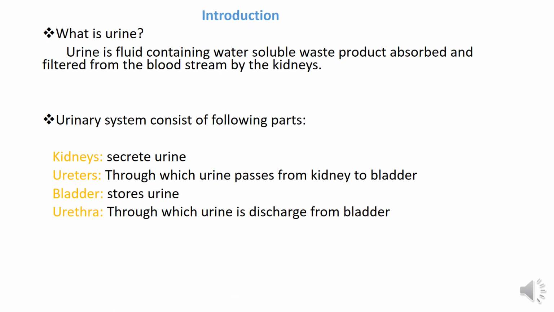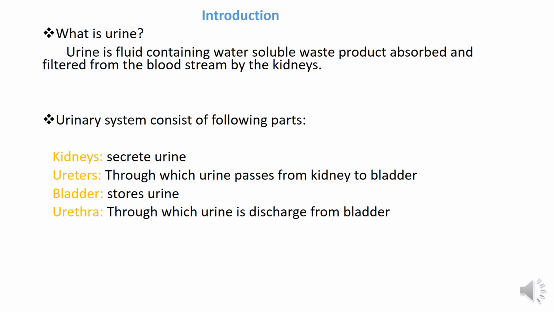But what is urine? Urine is a fluid containing water-soluble waste products absorbed and filtered from the bloodstream by the kidney. Normal urine consists of approximately 95% water and the remaining organic constituents like urea, uric acid, creatinine, and inorganic constituents like sodium, potassium, chloride, calcium, phosphate. The composition varies depending on the blood and fluid intake.